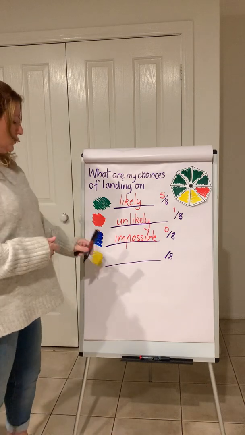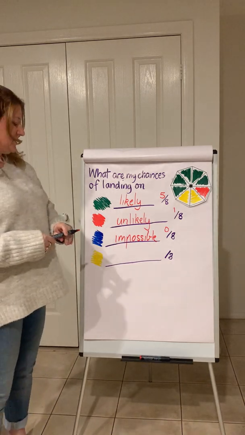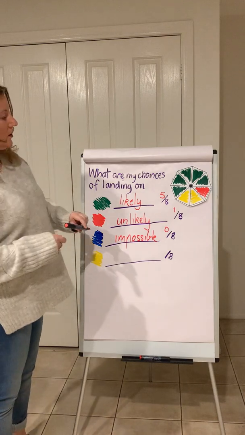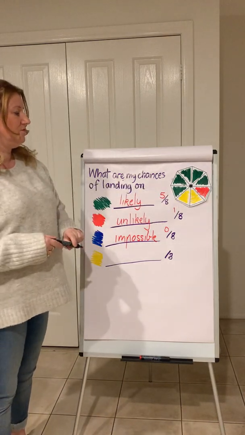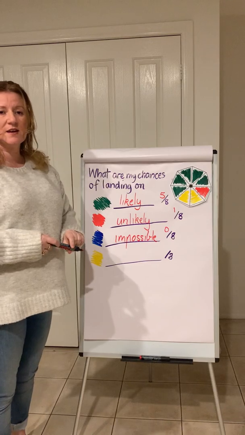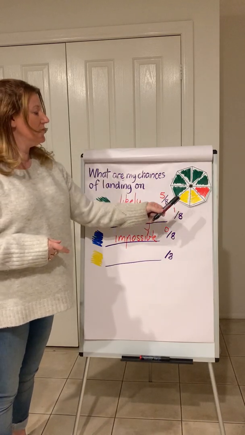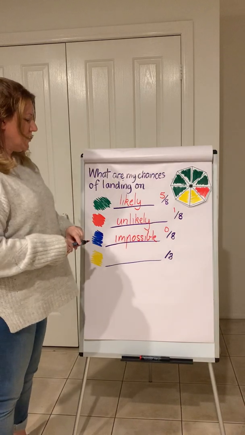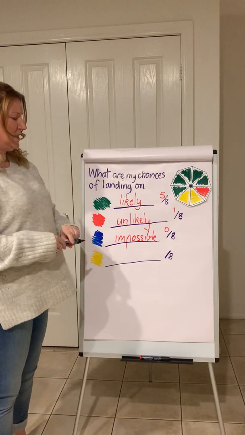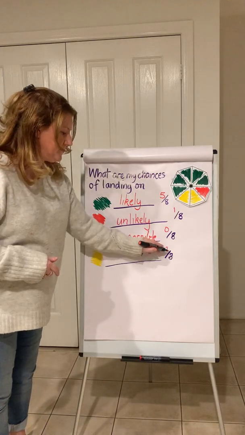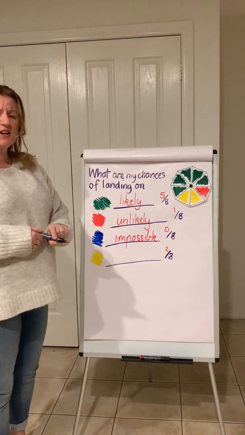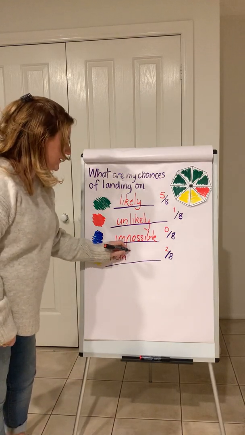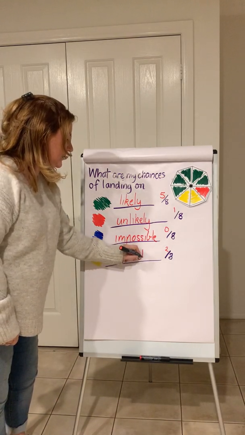And lucky last, what's my chance of landing on yellow? Much like red, there's only 2 parts that are coloured in. The rest is mainly green. So if only 2 are coloured in, 2 out of 8, my chance of landing on yellow is also unlikely.